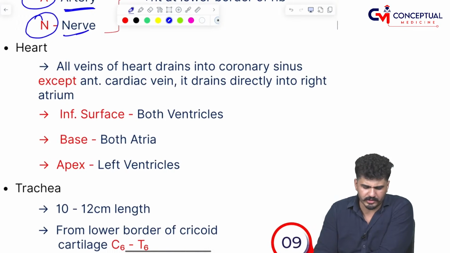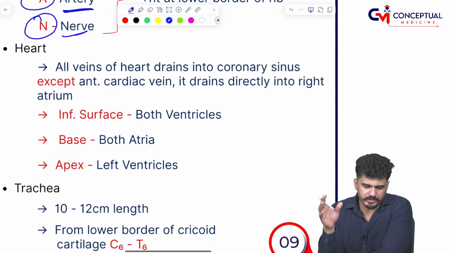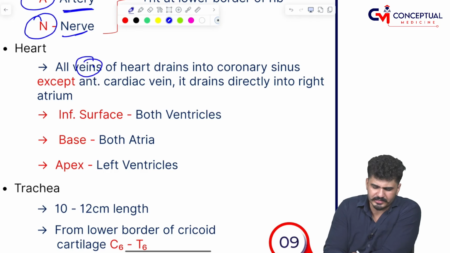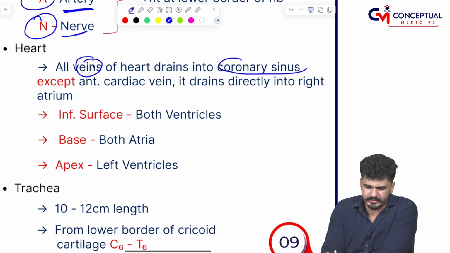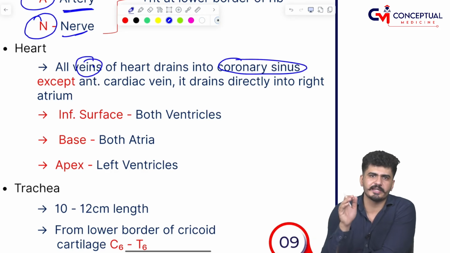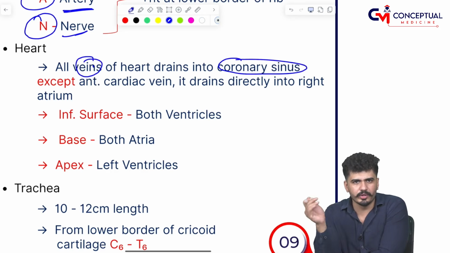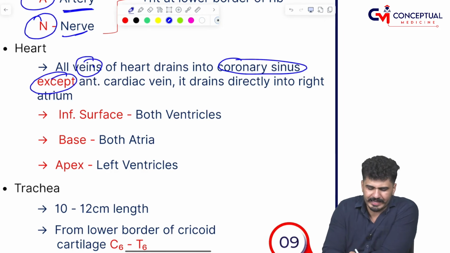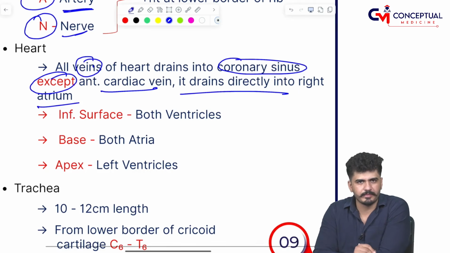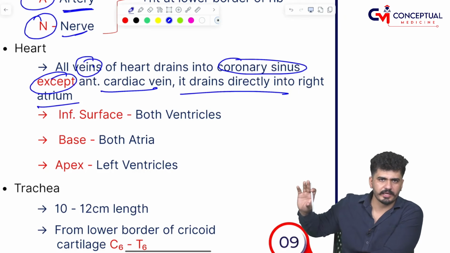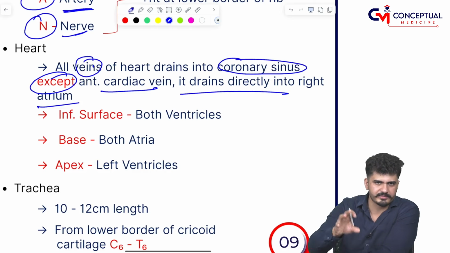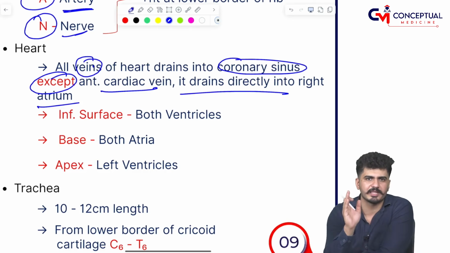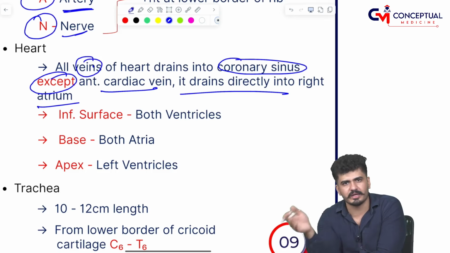Now coming to the borders of the heart and the blood supply. Remember, all the veins of the heart drain first into the coronary sinus. From the coronary sinus, they go to the right atrium, except the anterior cardiac vein, which directly drains into the right atrium. All the veins first go to the coronary sinus and from there onward, but except the anterior cardiac vein, which goes directly to the atrium.